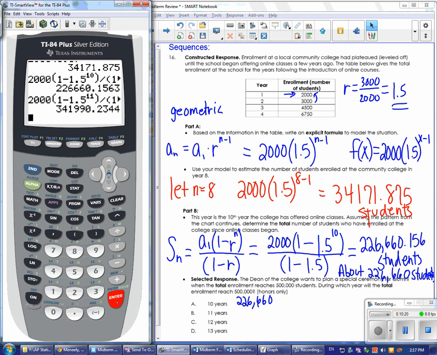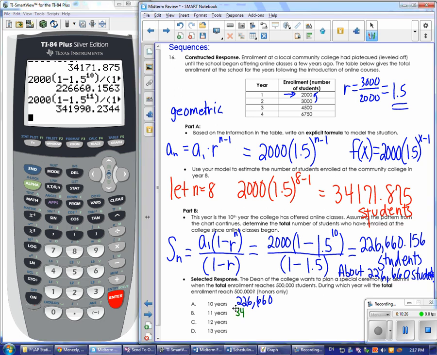And now I can find the sum of the first 11 years. I'm just going to write that number down. Now we're at 341,990. I'm not going to worry about the decimal places because I'm just going to be choosing one of these. So at the 11th year, it's not quite 500,000. So let's do 12 years.